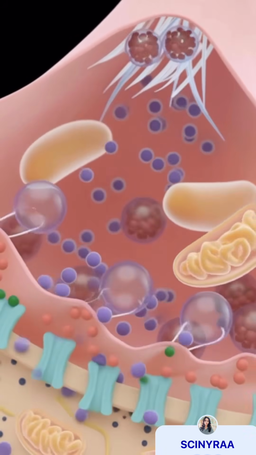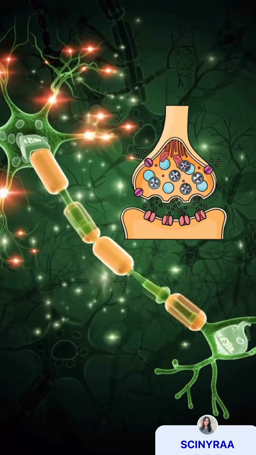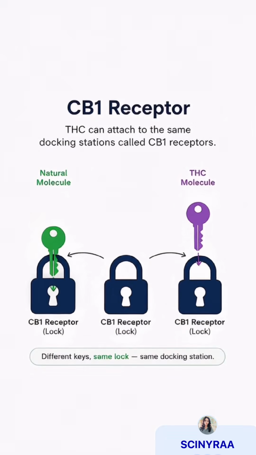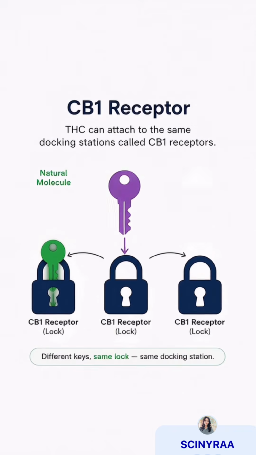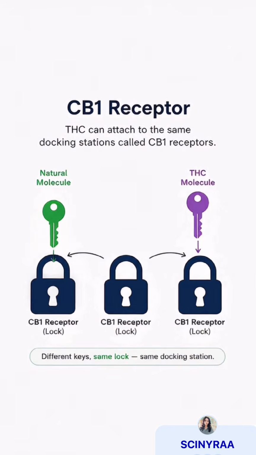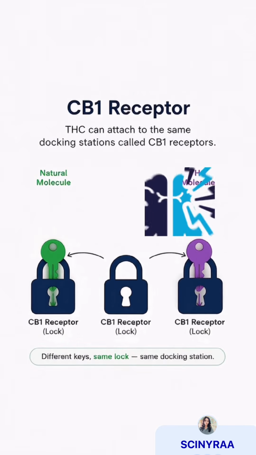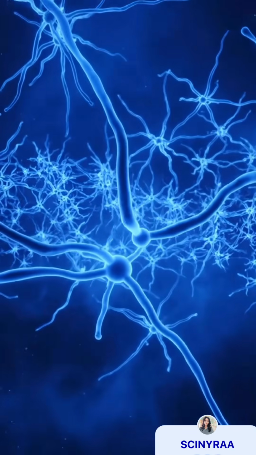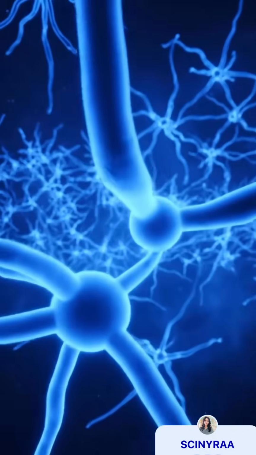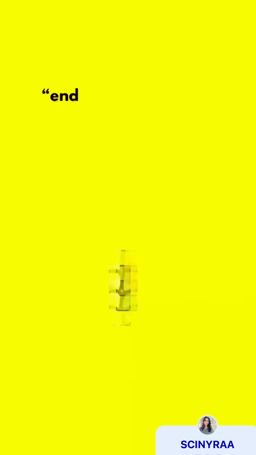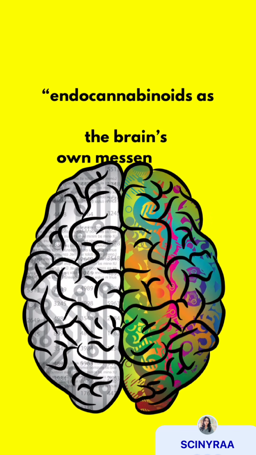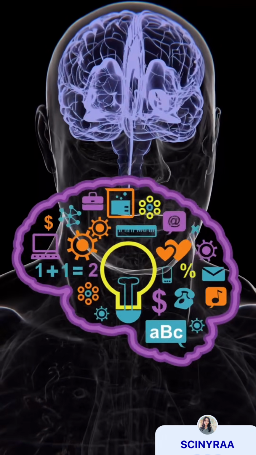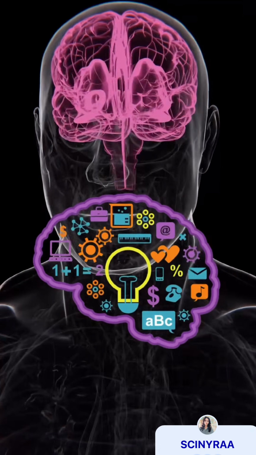But what exactly is a receptor? You can think of receptors as tiny biological locks present on cells, while molecules act like keys. When the right key fits into the right lock, specific signals are sent inside the brain. This lock and key system is one of the fundamental ways by which the brain controls memory, mood, movement, and learning. Just think of endocannabinoids as the brain's own messengers. They are produced when needed, deliver a message, do their job, and then quickly break down. This helps keep the brain functioning in balance.